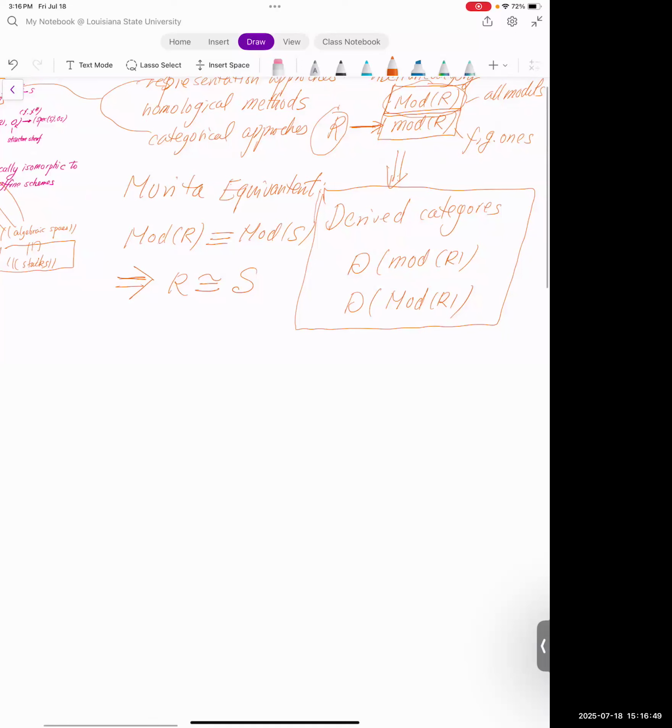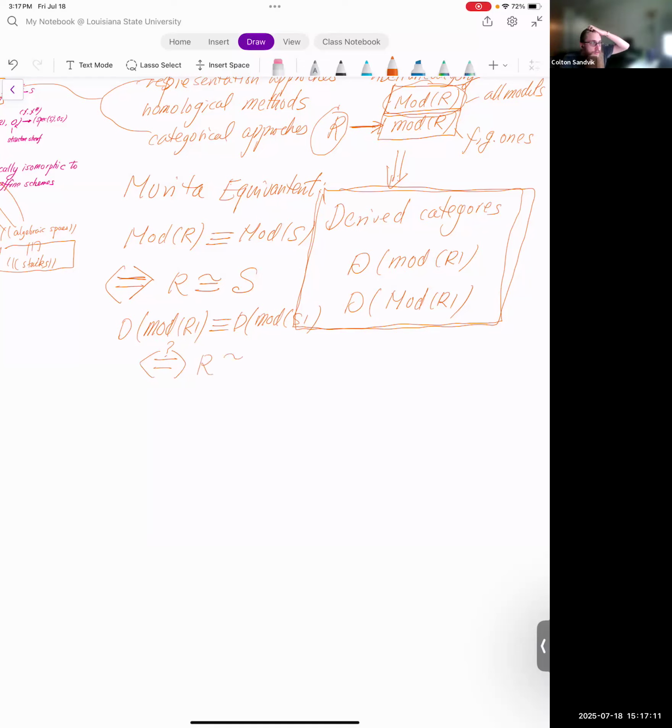I don't know if there's a derived version. I don't know if derived categories recover that. I don't have a chance to look, but I suspect it may not. In general, even if R is not isomorphic to S, you can have mod R being equivalent to mod S, which would imply that the derived category of modules on R is the same as the derived category of modules on S, but of course the derived category does not recover R, right?